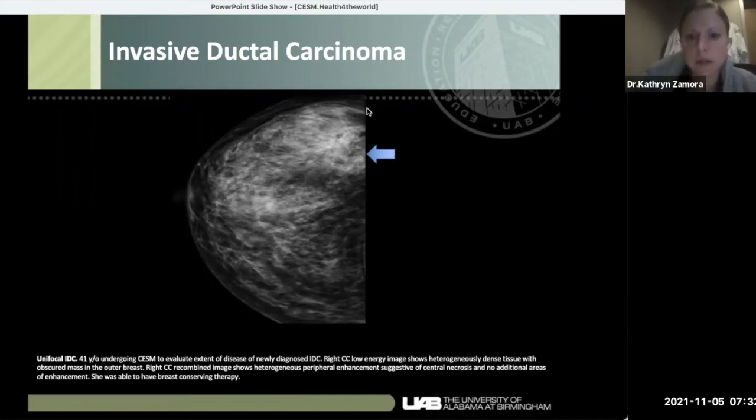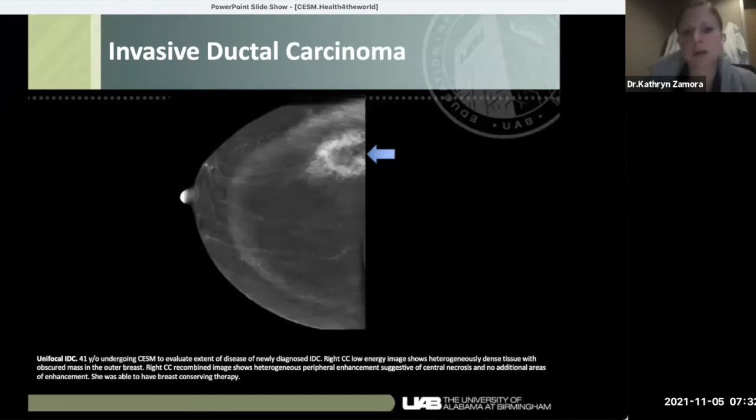You can see here demarcated by the blue arrow, this partially obscured oval mass in the lateral aspect of the breast on this right CC view. Very difficult to see the margins here due to the dense breast tissue. However, the recombined images demonstrate this mass nicely. You see a portion of the mass, the necrotic center, and some associated non-mass enhancement extending anteriorly. You can also see that the additional portions of the breast are without evidence of disease. This patient was able to undergo breast conservation therapy.